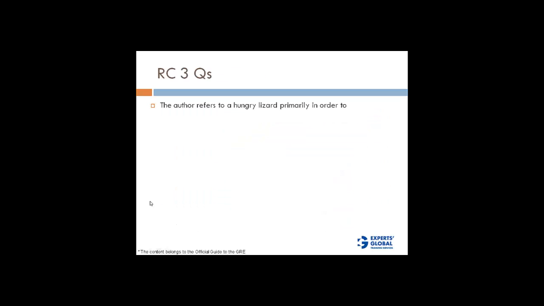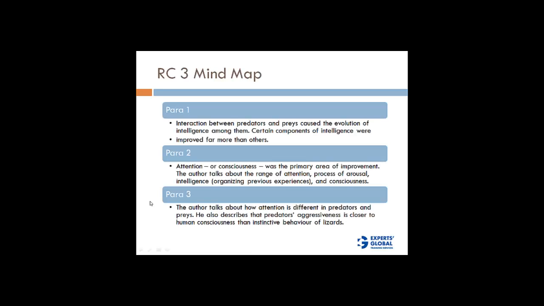Okay. The author refers to hungry lizard primarily in order to. Now if you look at it, where do we have lizards here? We are talking about lizards here, right? Behavior of lizards. And what is the idea that the author is trying to come up with? What he's saying is that predators' aggressiveness is not similar to the instinctive behavior of lizards. In fact, predators' aggressiveness is closer to human consciousness and not exactly the same as instinctive behavior of lizards. That is the idea the author is talking about.